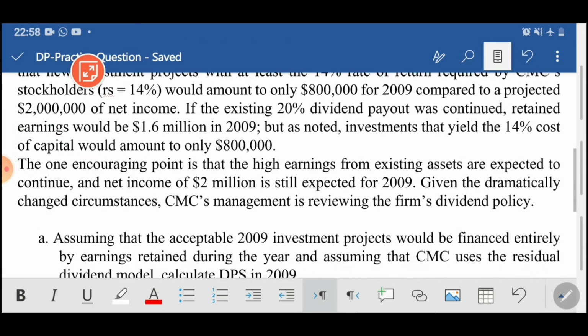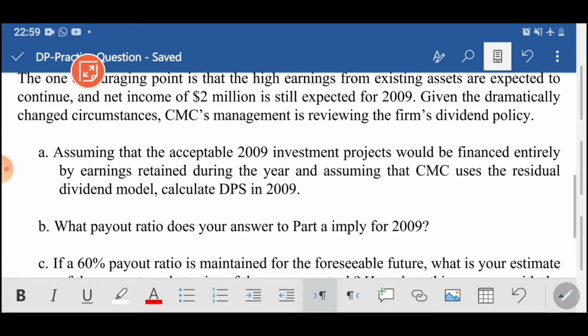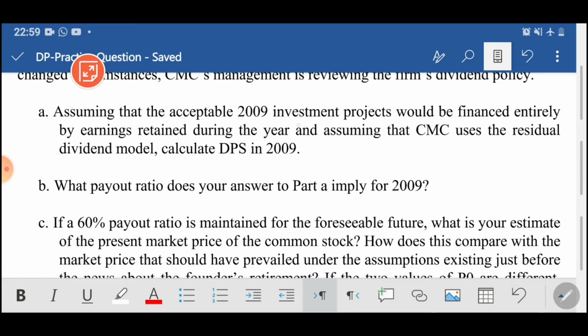Now let's go back. Okay, so the one encouraging point is that the high earnings from existing assets are expected to continue and net income of 2 million is still expected for 2009. Given the dramatically changed circumstances, CMC's management is reviewing the firm's dividend policy. Assume that the acceptable 2009 investment project would be financed entirely by earnings retained during the year, and assuming that CMC uses the residual dividend model, calculate DPS in 2009. So we need to calculate the dividend per share.